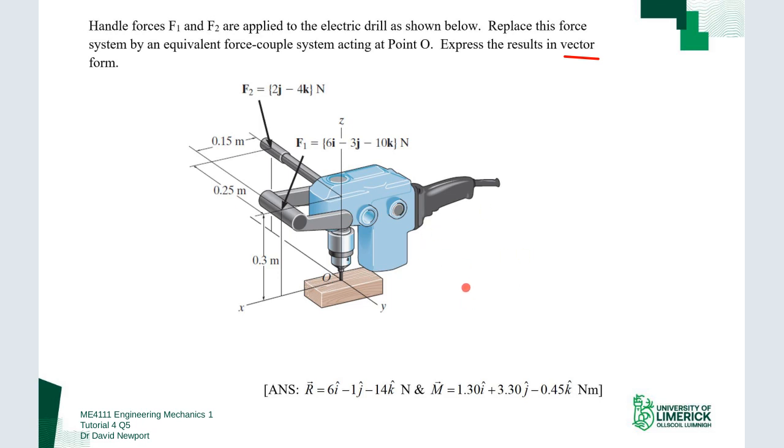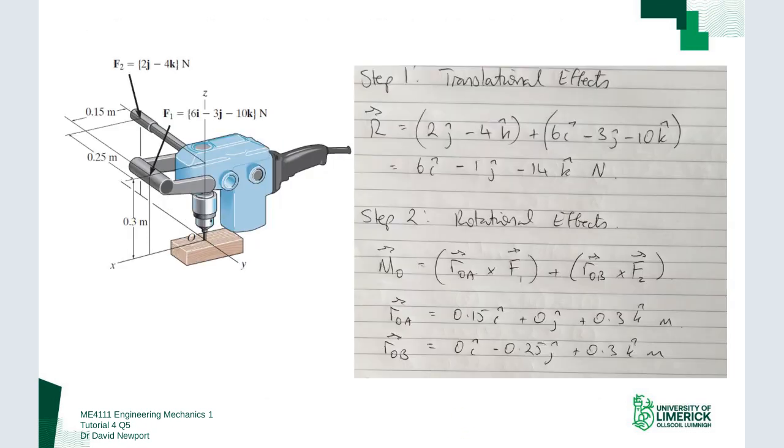Now, the shape for this problem looks considerably more complex than the previous ones that we've been looking at, but if you break it down, our approach is pretty much exactly the same. We don't really care about the shape of this. All we care about is the point that we're interested in, point O, and where forces F1 and F2 are in relation to that. So if we start to work through our solution, we have the same process: step 1 being the translational effects and step 2 being the rotational effects.